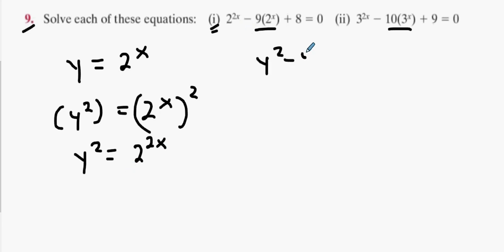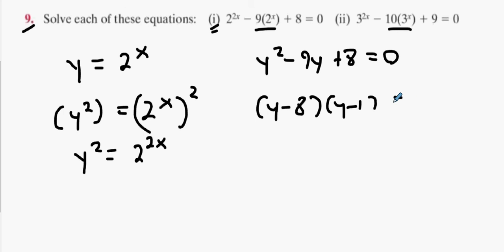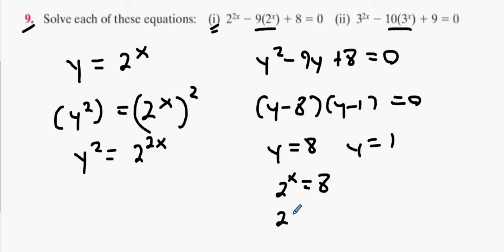Y squared minus 9y plus 8 equals 0. Y minus 8, y minus 1 equals 0. Y equals 8, y equals 1. 2 to the power of x equals 8. We know that 8 is 2 to the power of 3, so this means x equals 3.